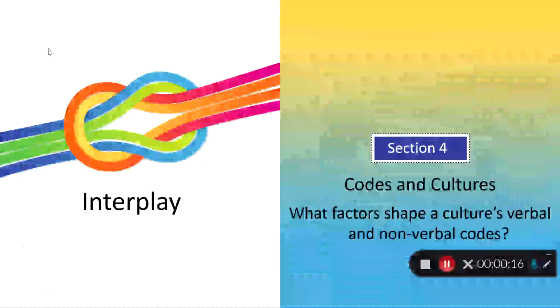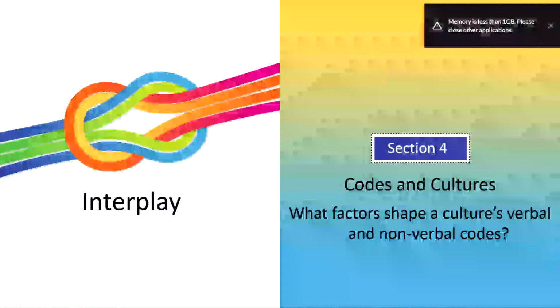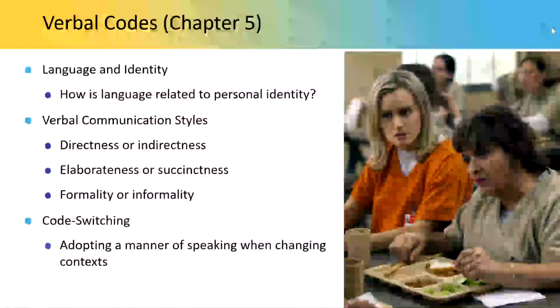Section 4 is about codes and cultures, and when we get to the end, hopefully you can have an idea of some of the factors that shape a culture's verbal and nonverbal codes. Okay, and the codes are really the set of rules that we use in a language. So one section talks about verbal codes, and these are covered in much more depth in chapter 5, which is all about language.